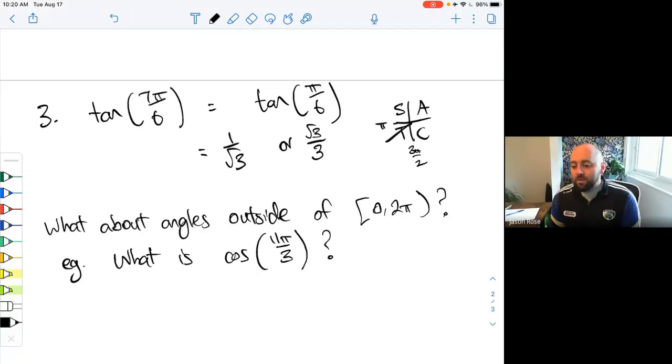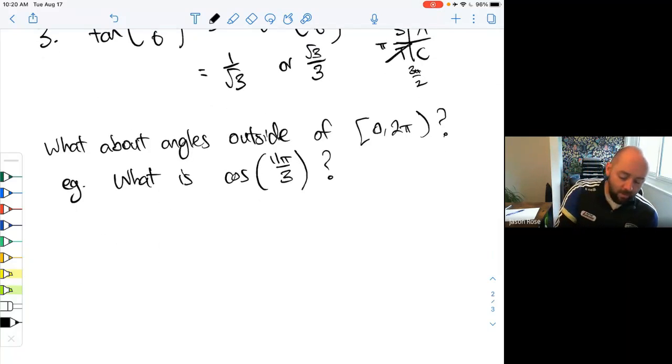So 11 pi over 3 is not one of those angles that you would have seen in the unit circle that we did last week. The biggest that the over 3 angles go to was 5 pi over 3, and that was in the 4th quadrant. We haven't seen it get as high as something like 11 pi over 3 yet. So what do we do about that?